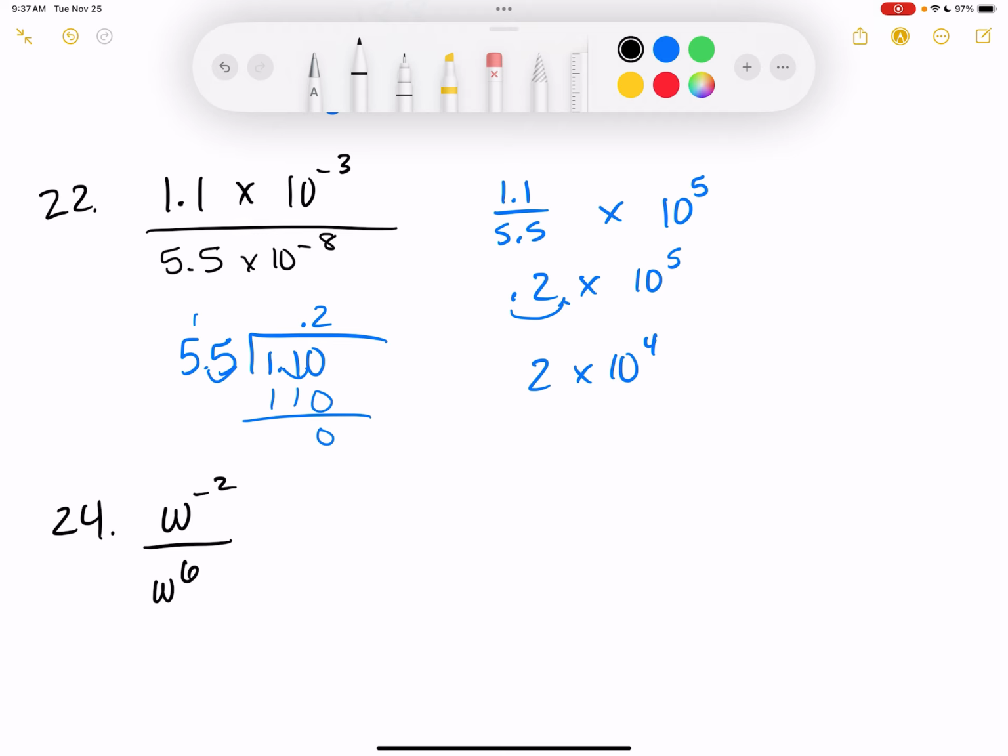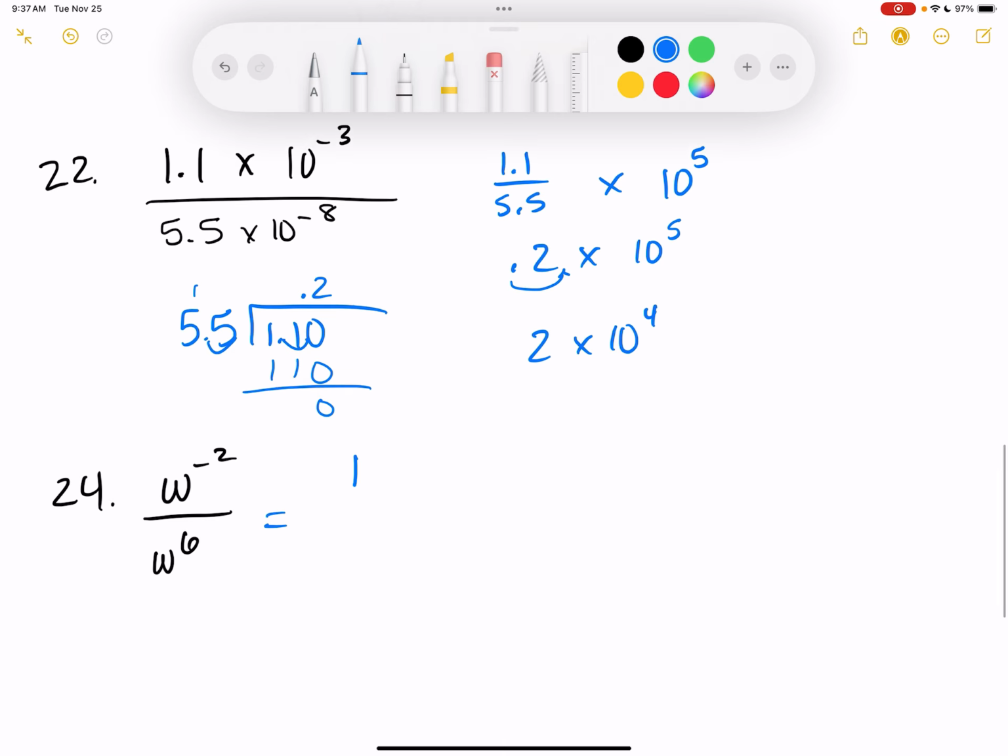So anytime I have something like this, I need to move it. But if I move the 6 to the top, then I'm going to end up with a negative exponent, which I can't have, so then I'm going to have to move it. So I'm moving the negative 1 to the positive 1. That means I'm moving top to bottom on this one. And so we end up with 1 over W to the 6 plus 2, so W to the 8th.